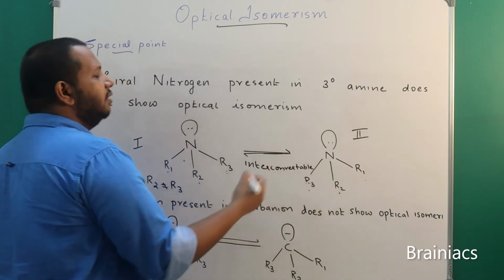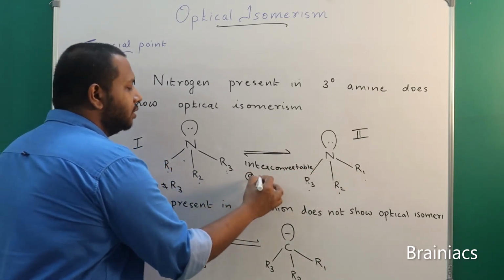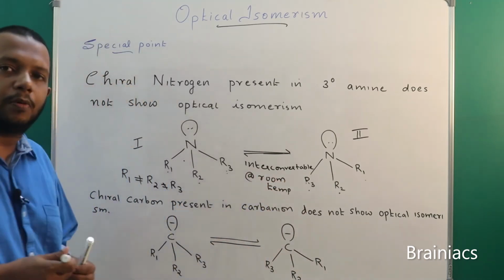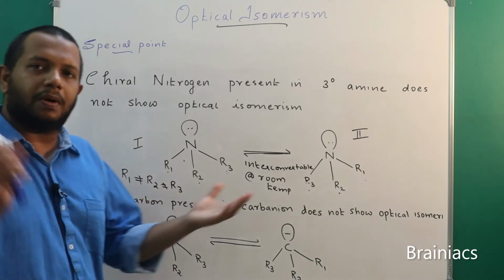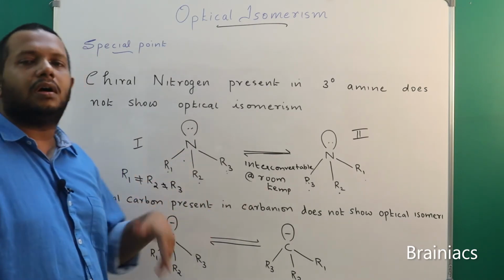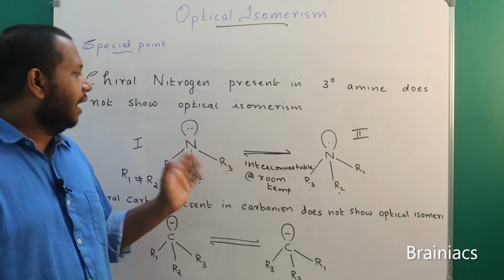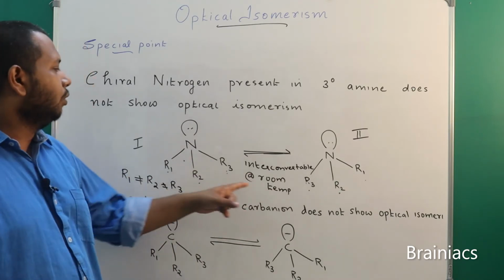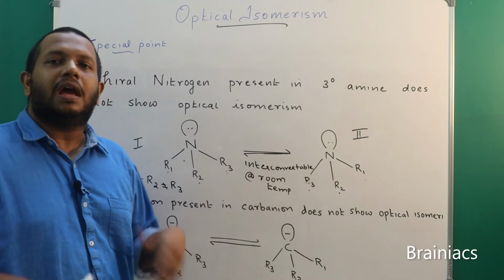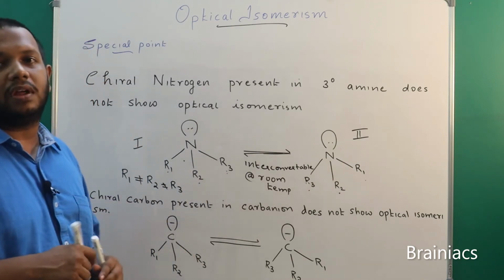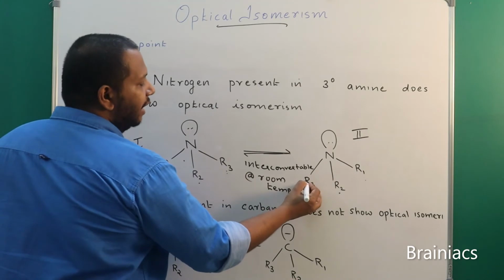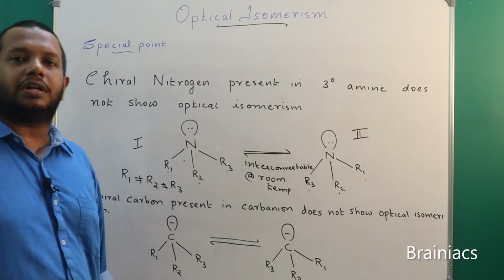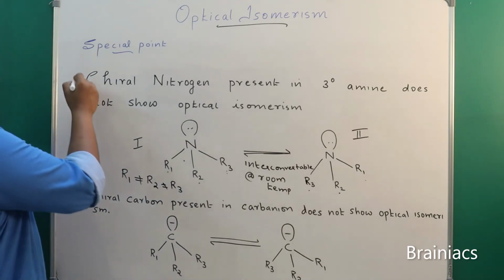So what is the problem when it is interconvertible? That is at room temperature. The problem is that we take this molecule and pass plane polarized light, and for example we get dextrorotatory. Taking the same compound at some other time and passing plane polarized light, at room temperature this can change to the other form and rotate the plane of polarized light the other way. So we cannot say this is optically active. Optically active means it will rotate the plane polarized light in one direction all the time. So this is one special case you should remember.